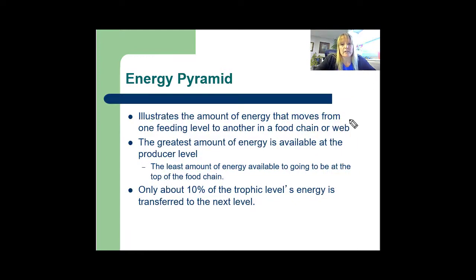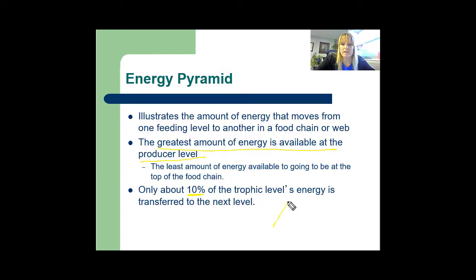So what this boils down to is we talk about what's called a 10% rule. The greatest amount of energy is available at the producer level. The least amount is available at the tertiary level. The 10% rule is that only about 10%, roughly, of the trophic level's energy is transferred to the next level.